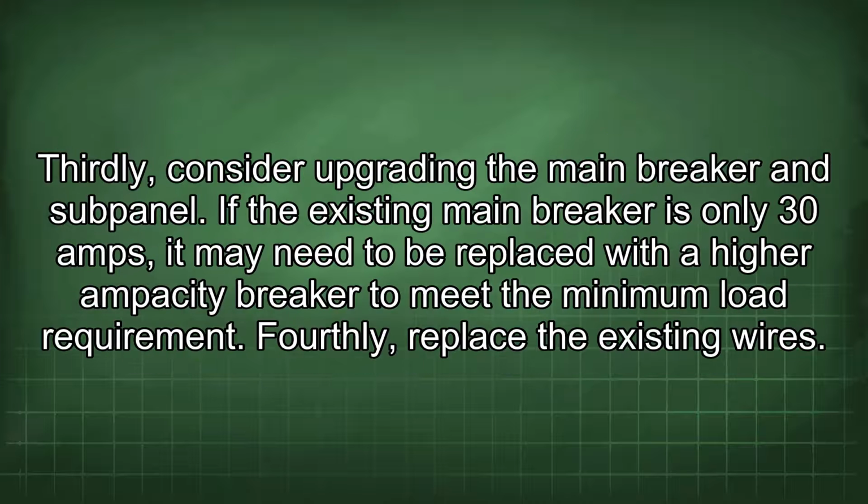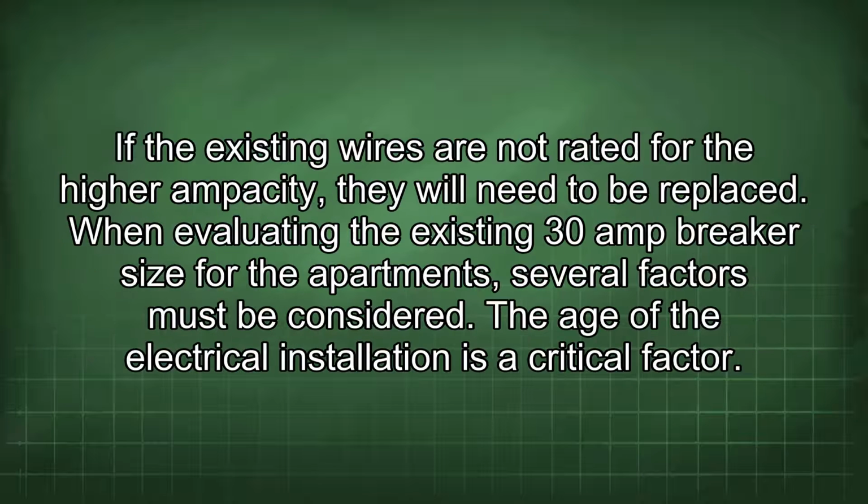Thirdly, consider upgrading the main breaker and subpanel. If the existing main breaker is only 30 amps, it may need to be replaced with a higher ampacity breaker to meet the minimum load requirement. Fourthly, replace the existing wires. If the existing wires are not rated for the higher ampacity, they will need to be replaced.